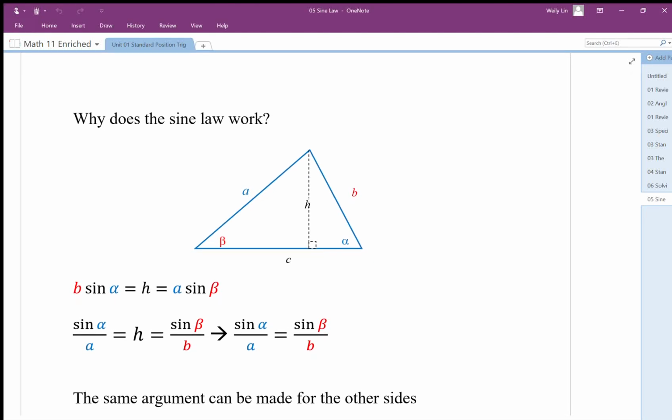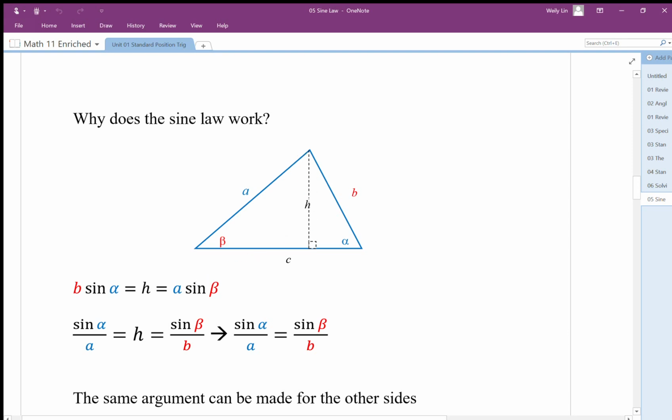So why is it that the sine law works? Well, the sine law works because of this height. It's to do with this height of this triangle and relating everything to this height. So basically what we can say is that if we want to calculate the height of this triangle here, we can take the hypotenuse and multiply by the sine of the angle. Okay, so A sine B gives us the length of that height.